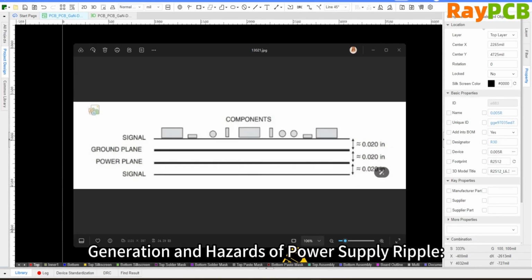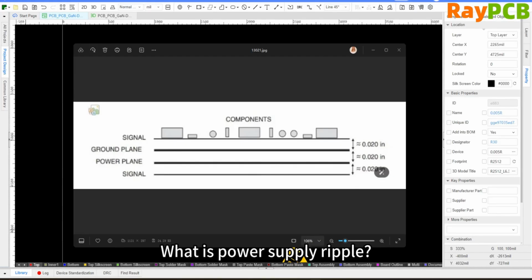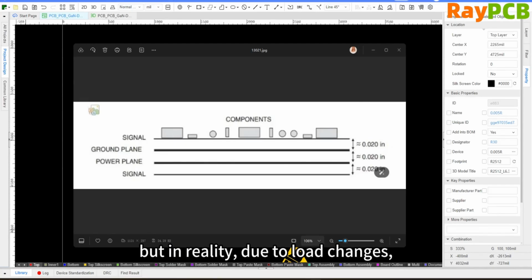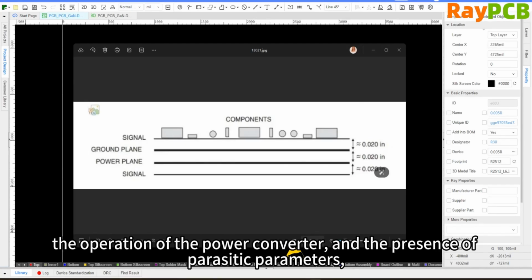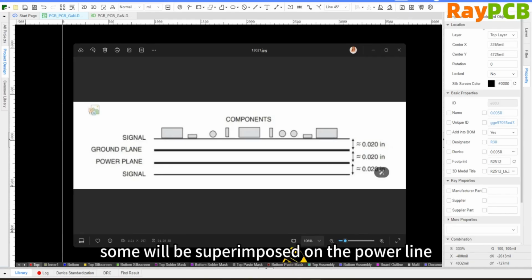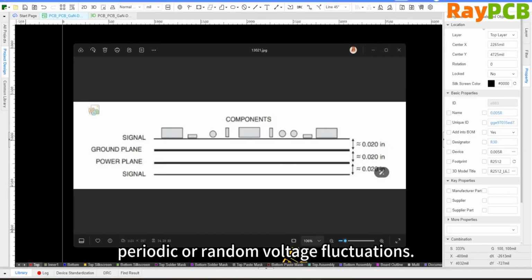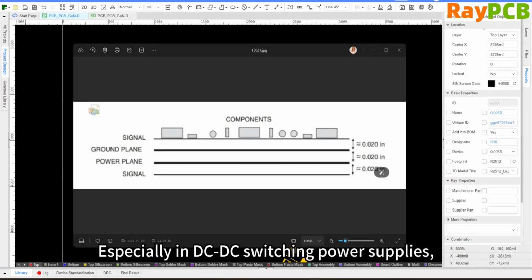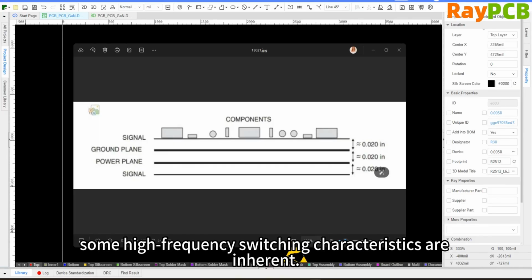Generation and hazards of power supply ripple. What is power supply ripple? An ideal DC power supply should output a flat voltage, but in reality, due to load changes, the operation of power converters, and the presence of parasitic parameters, some periodic or random voltage fluctuations are superimposed on the power line. These fluctuations are what we call power supply ripple, especially in DC-DC switching power supplies. Due to the high frequency switching characteristics, ripple is inherent.